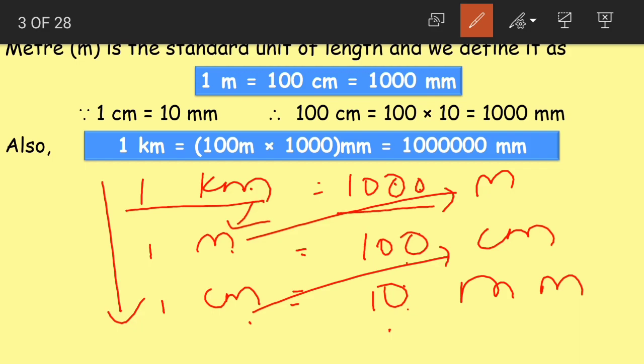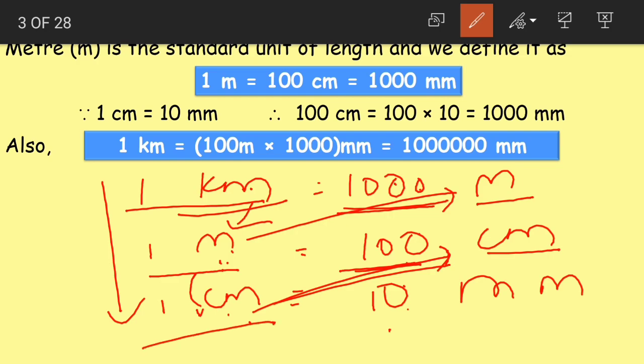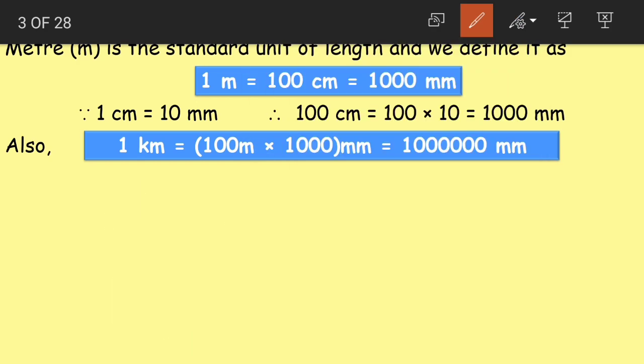Understood, students? 1 kilometer is equal to 1000. What comes after kilometers? Meters. Yes, 1 kilometer is equal to 1000 meters. Now when it comes to meters, 1 meter is equal to 100. What comes after meters? Centimeters. So 100 centimeters. Now 1 centimeter is equal to, again decrease 1 zero from 100, we have 10. After centimeters we have millimeters. So 10 millimeters. Understood, right?